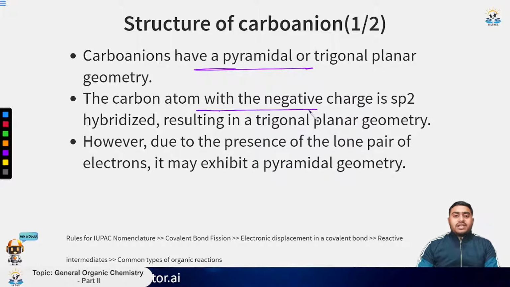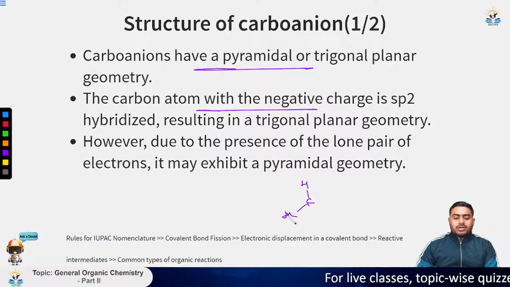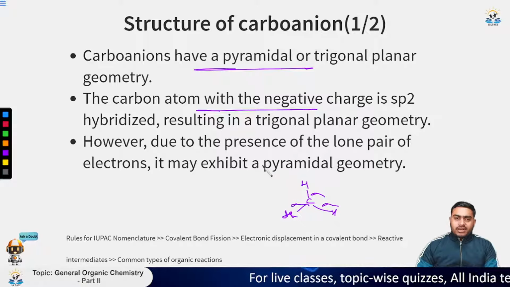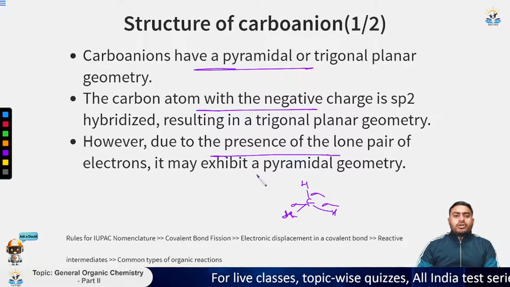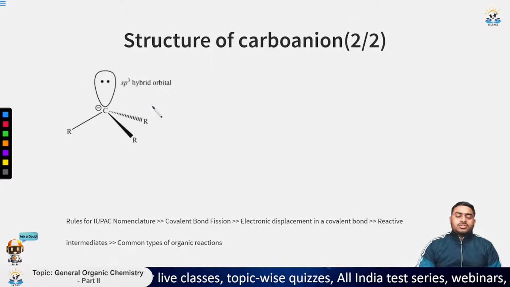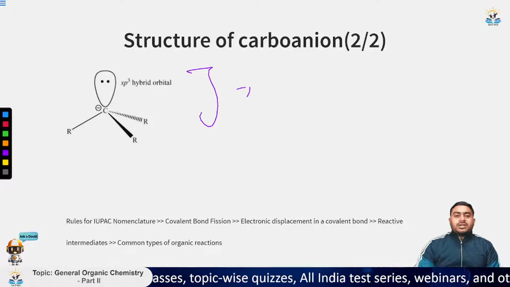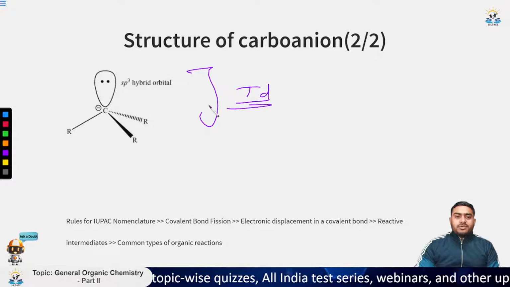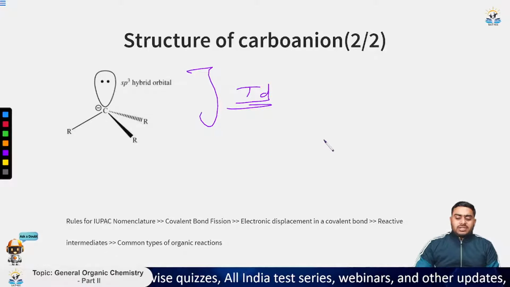The carbon atom with the negative charge is sp2 hybridized, resulting in a trigonal planar geometry. Okay. You can see here C and H, H, and H. So sigma, sigma, and sigma, like that. Due to the presence of a lone pair of electrons, it may exhibit a pyramidal geometry as well. Okay, so you can see the structure here. This is the pyramidal shape, but the geometry will be tetrahedral. Okay, and this is the sp3 hybridized orbital.